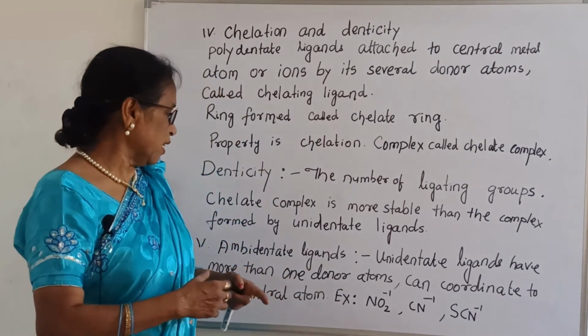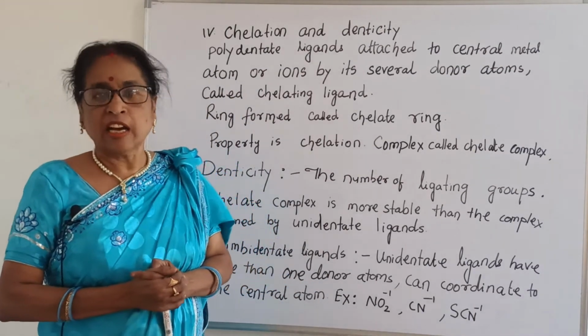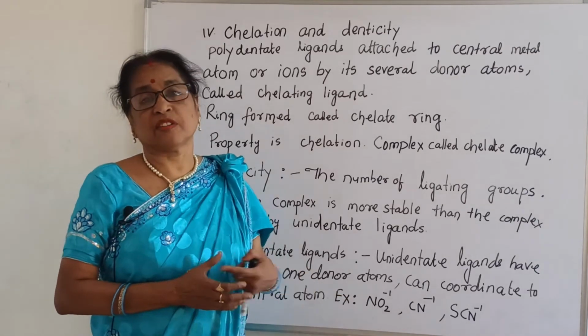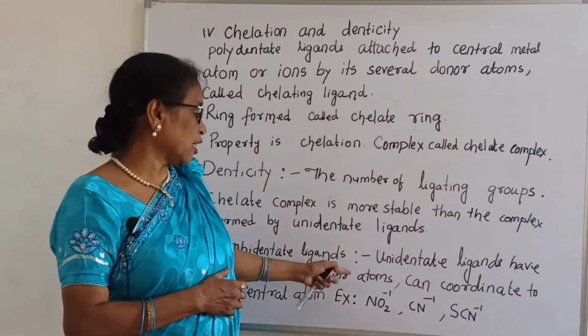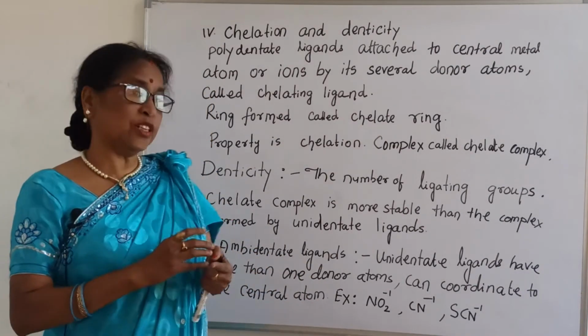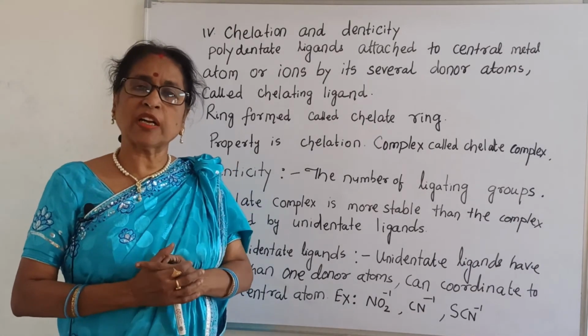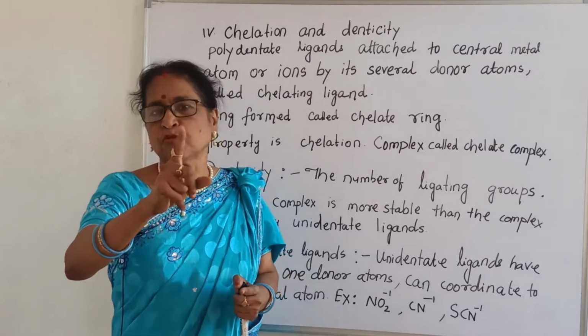Now see here, which unidentate ligand behaves as an ambidentate ligand? Some ions, anions, negative ions, where more than one donor atom can coordinate. Unidentate ligands have more than one donor atom. That means what I want to say is, more than one donor atom is present, but when it donates, it should be only one.